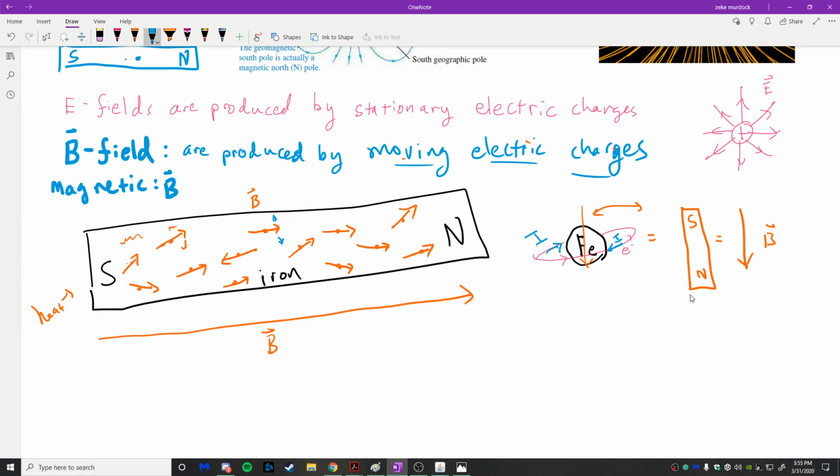Does that make sense? You can use temperature, thermal fluctuations, to disrupt the order in the system. And if you disrupt the order, you can break the magnetism. And you can take what was originally a magnet and turn it into just another piece of iron. Does that make sense to you guys?